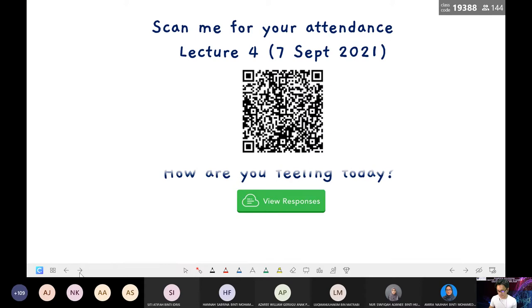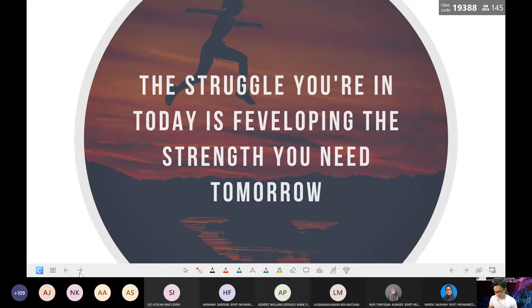Sedikit kata-kata semangat. The struggle you are in today is not developing, alamak. It is developing the strength you need tomorrow.